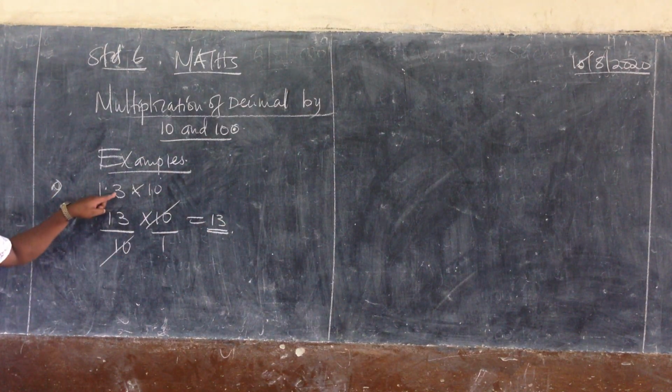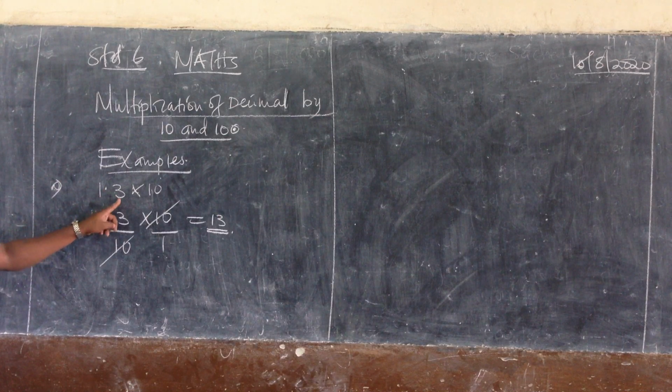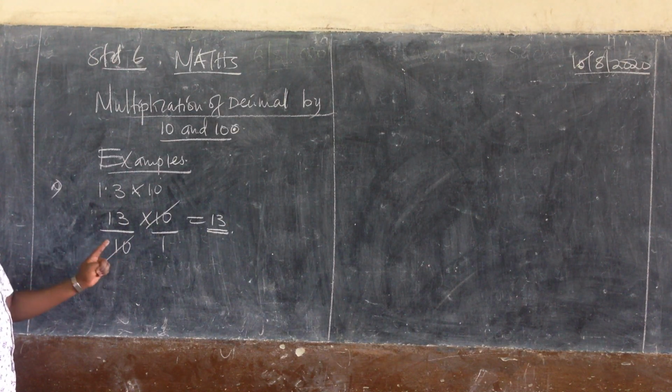So consider the number of decimal places. We have only one decimal place, one digit after the decimal point. That means you divide by the number that has only one 0, and that is going to be 10.